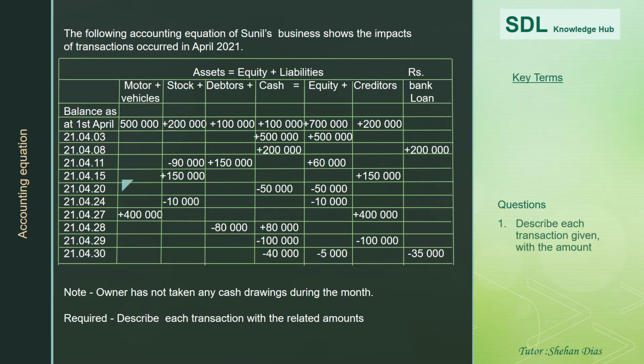Here you have been given transactions recorded in the accounting equation. So we are being asked to describe each of the transactions. It has also been said the owner has not taken any cash drawings during the month. So we need to describe each one of the transactions. Let's see how this has been done.